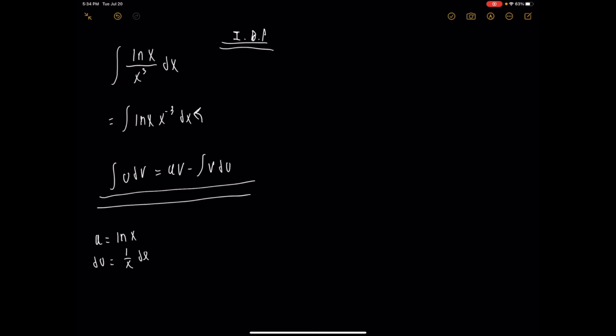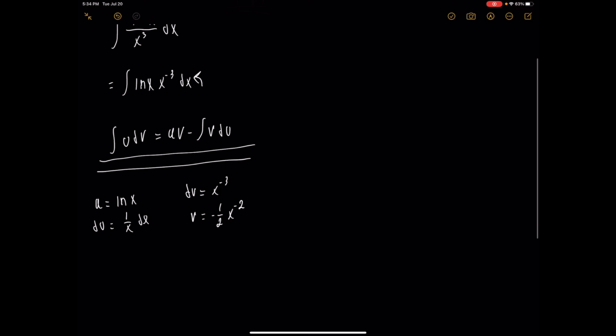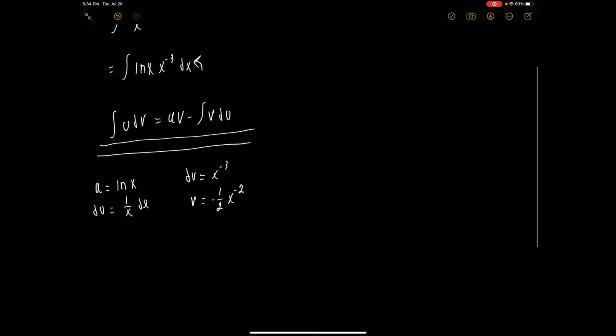So now I also need to set my dv, and my dv, I'm going to select it to be x to the negative 3, and v is just the integration of x to the negative 3, and in this case v is just equal to negative 1/2 x to the negative 2. And this is pretty much all we need now to go ahead and advance through our problem. So now we are going to be utilizing this formula right here to go ahead and fill in the gaps.